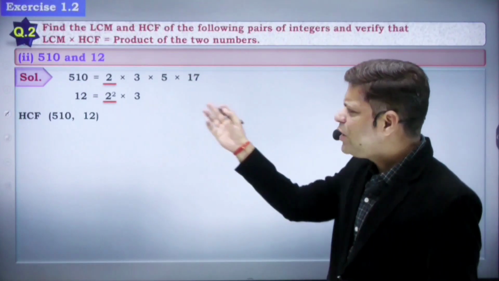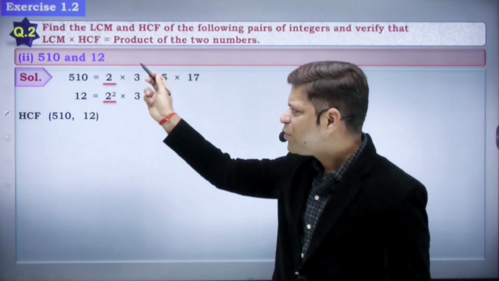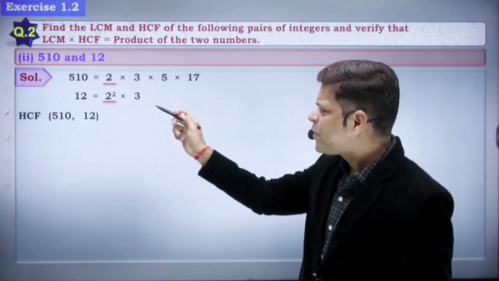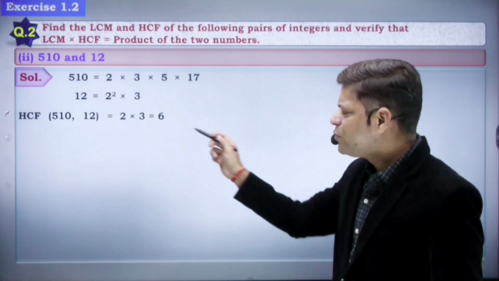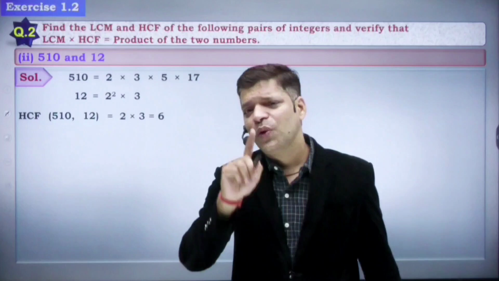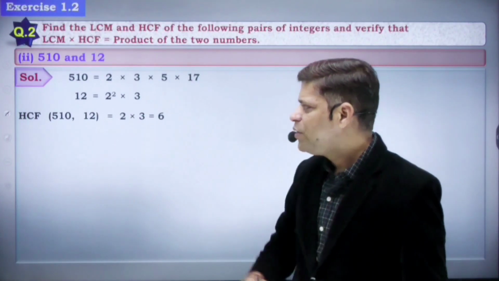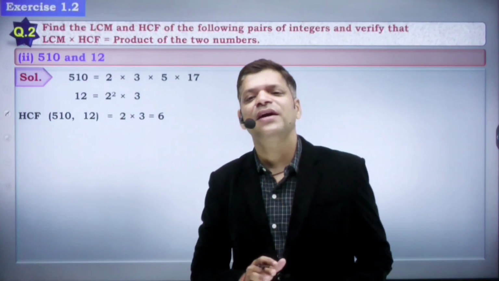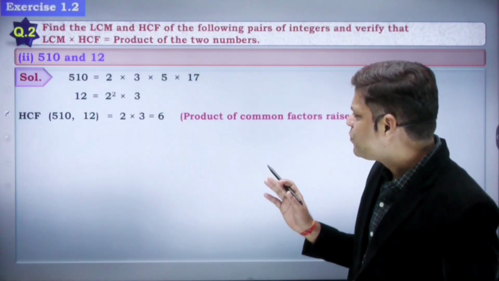Okay, so the first common prime factor is 2 and the least exponent is 1. The next common prime factor we can check is 3. So there are two common prime factors, 2 and 3, with the least exponent, that is 1, so it will be equal to 6. So we find that the HCF of 510 and 12 is equal to 6.